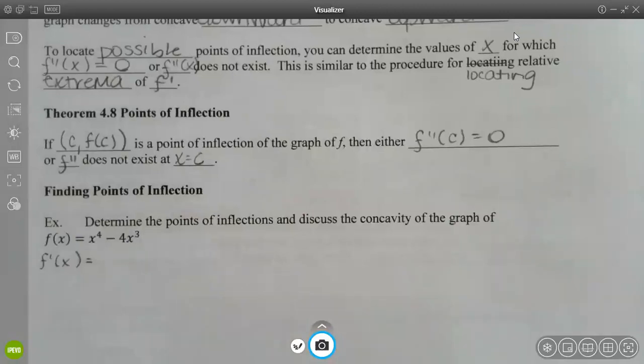Yes, you do increasing and decreasing, but where they change is where either your minimum or your maximum is. F double prime, or your second derivative, tells you points of inflection and concavity. Does everybody understand that? Okay. So find the first derivative. What is your first derivative?